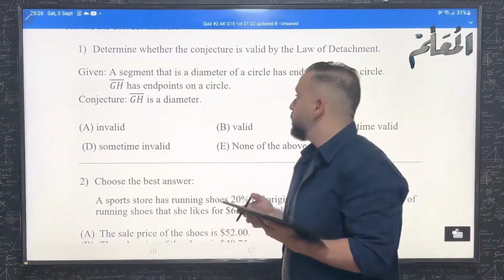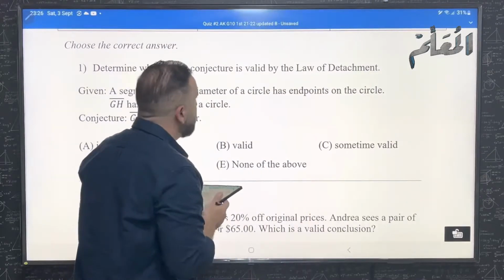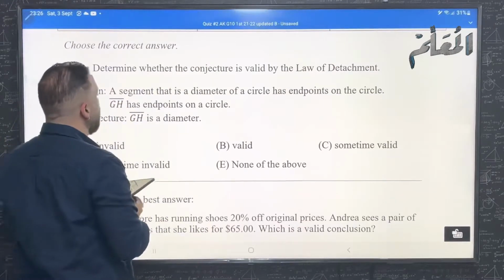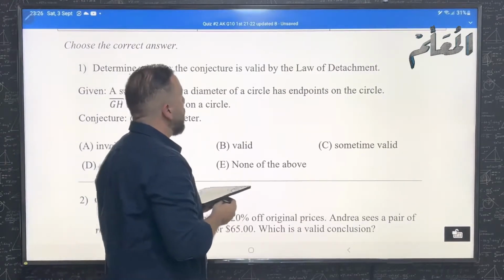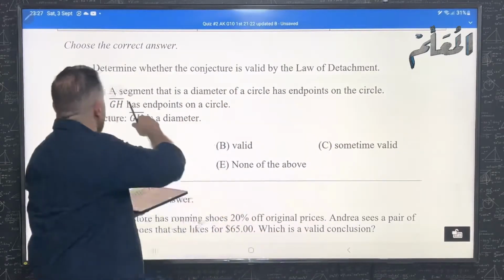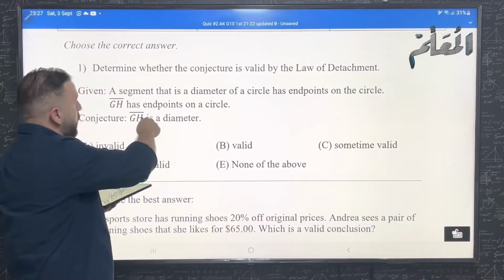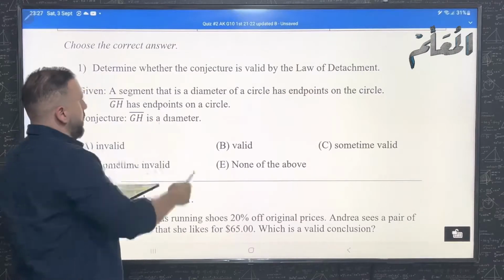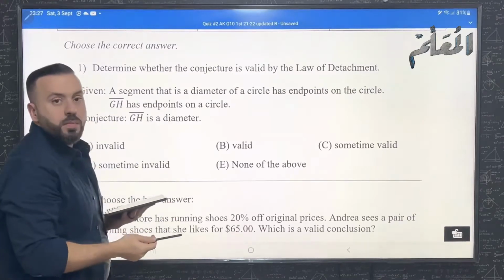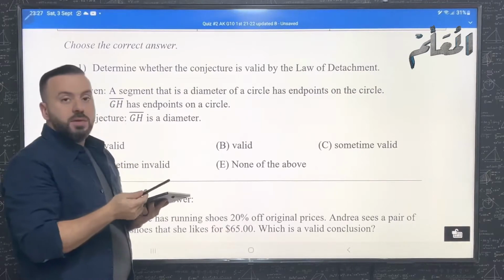Question 1. Determine whether the conjecture is valid by the law of detachment. Check this now. Given that a segment that is a diameter of a circle has endpoints on the circle, GH has endpoints on the circle. My conjecture is that GH is a diameter. Now, is this considered an invalid or valid statement?